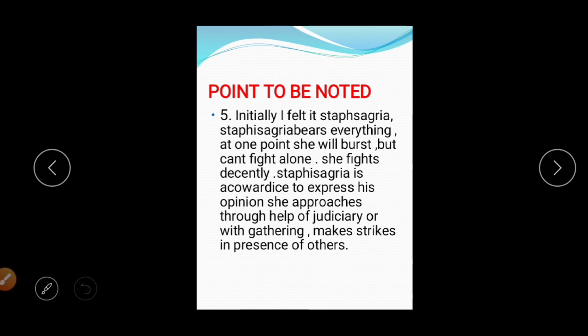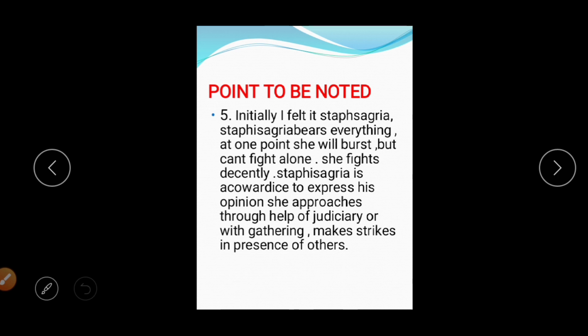The next point is initially I felt it was staphysagria because of the bearing nature of staphysagria, the indignation nature of staphysagria. What is the difference between pulsatilla and staphysagria here? Staphysagria bears everything. At one point, she will burst, but can't fight alone. She fights decently. Staphysagria has a cowardice to express his opinion. She approaches through the help of judiciary or with gathering, makes strikes in the presence of others. Pulsatilla won't fight alone.